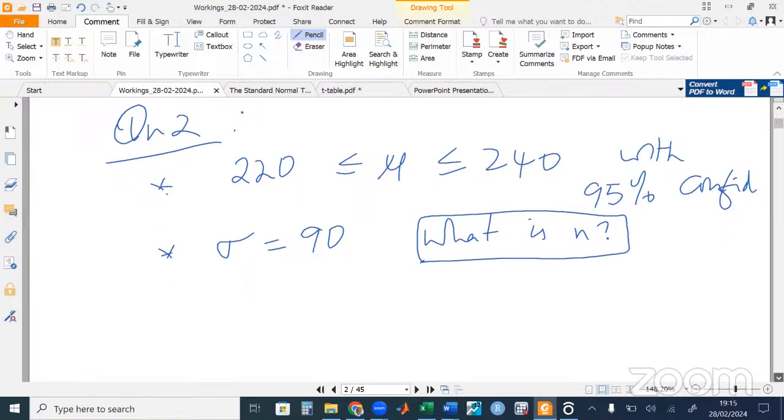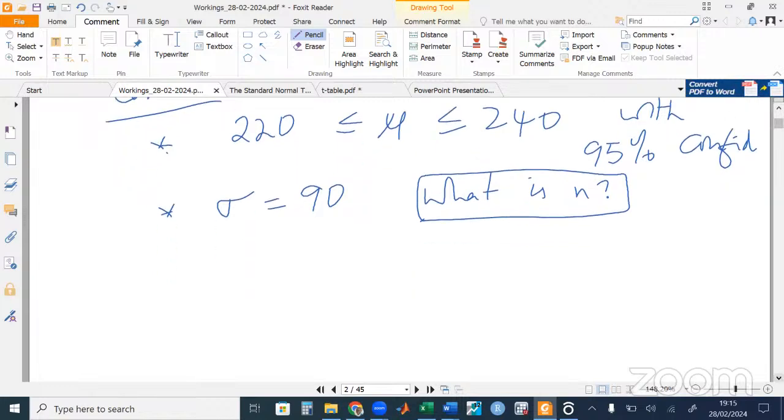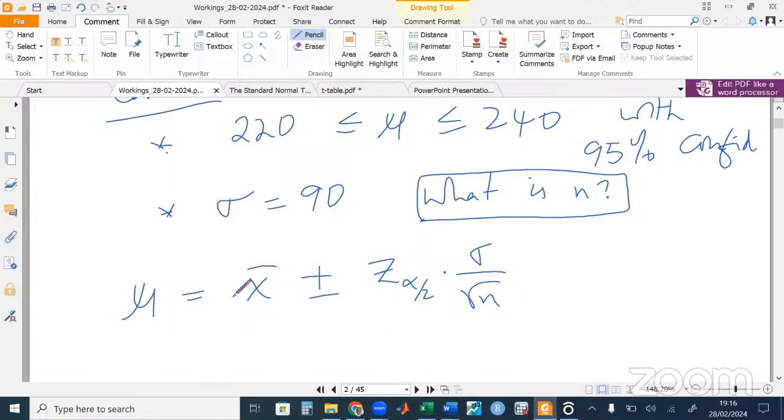The first point is that we need to understand the formulation of this interval given in here. It came because we know that the mean from the population is given by the mean from the sample, plus or minus the margin of error, which in our case is Z over 2 multiplied by sigma over root N. So already we have the interval right there.